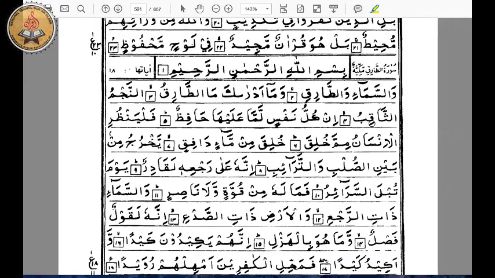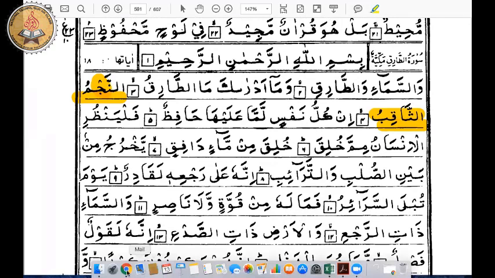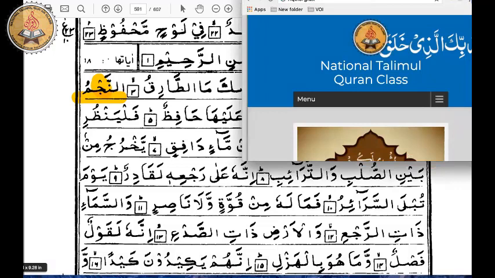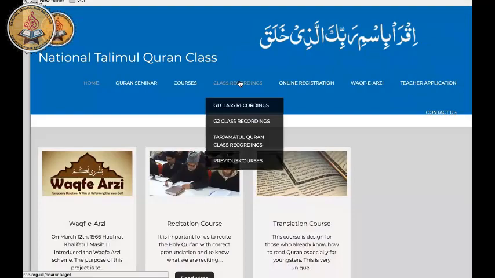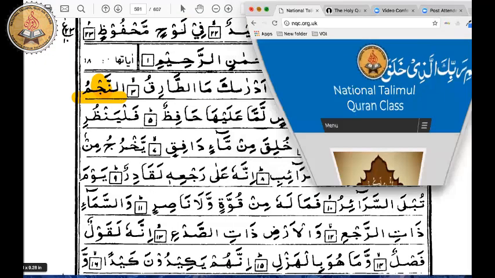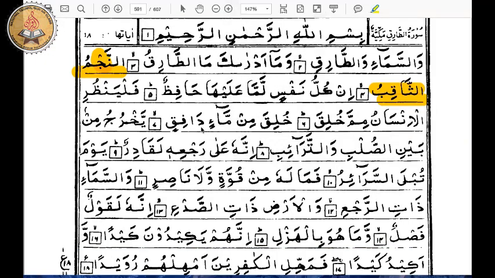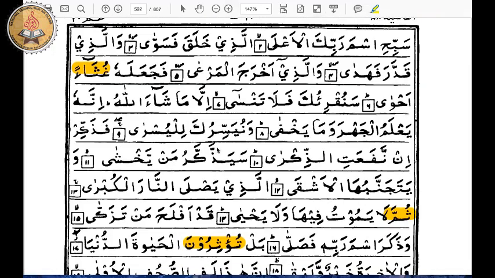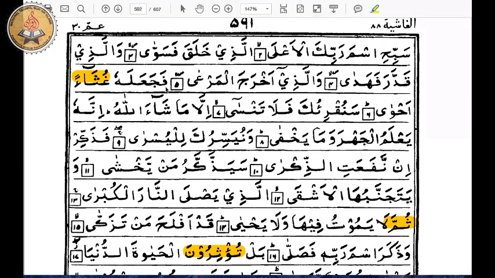So definitely, please do go back. I'll just show you very quickly. The website that you want is nqc.org.uk, and you're going to go to class recordings and G2 class recordings. So they should all be up there. So definitely go and check that out when you get the chance. Okay, so let's try some more words. This time, if you can read just this word for the time being, and then we'll do the full verse.